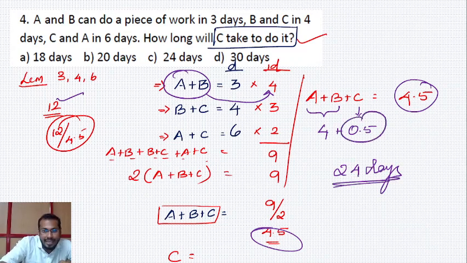Okay, one day he can complete 0.5, so totally I had 12 chocolates. Okay, so how many days does it take? 12 into 0.24. I hope you understand this question a little bit slowly. You can check this question.